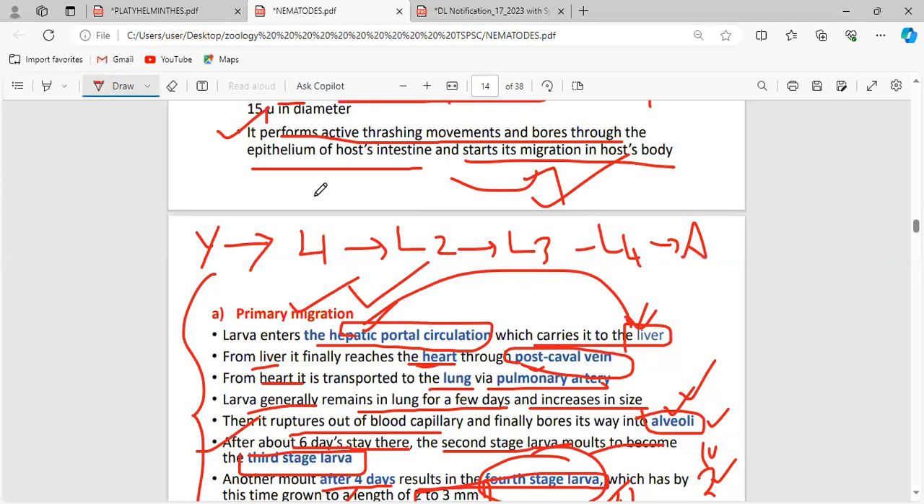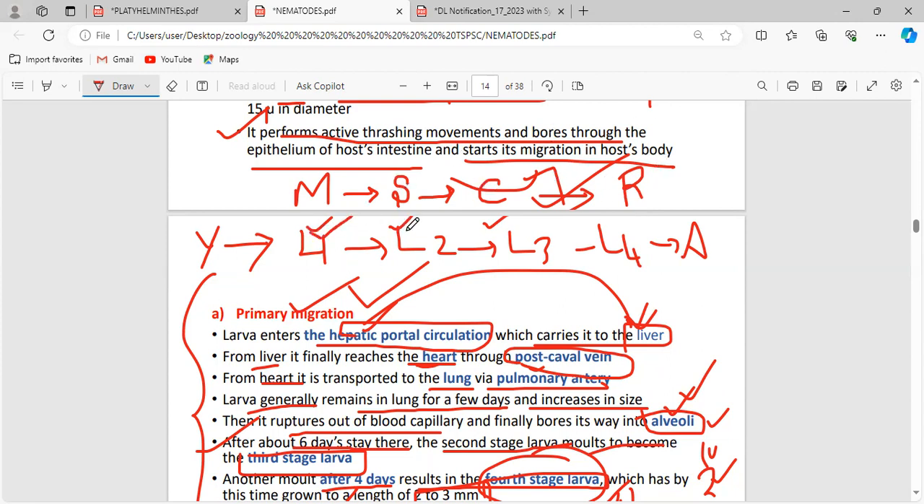See, we have studied a parasite before. What is the name of the parasite? Schistosoma. In Schistosoma, we have seen the miracidium. After the miracidium, what have we seen? Sporocyst. After the sporocyst, cercaria will be present. So this is the first larval stage, this is the second larval stage, this is the third larval stage. After the cercaria, in some parasites, redia larva will also be there, but not in Schistosoma. But generally, miracidium, sporocyst, cercaria, and redia larva will be there.